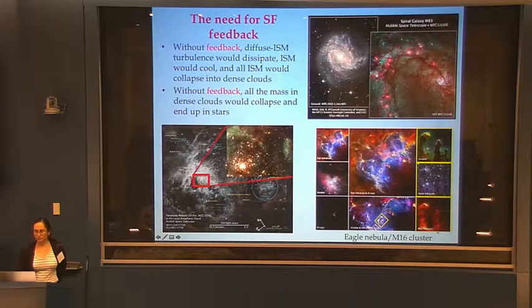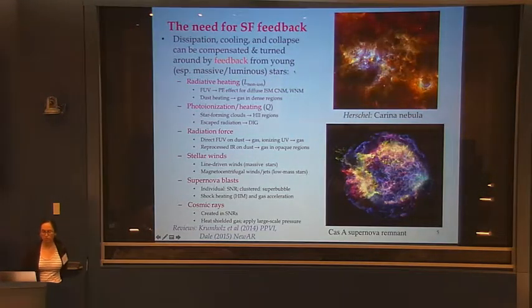Here I've summarized some of the important different forms of feedback. So there's radiative heating. That includes both the far UV, which produces the photoelectric effect that I talked about in the heating of the neutral ISM.